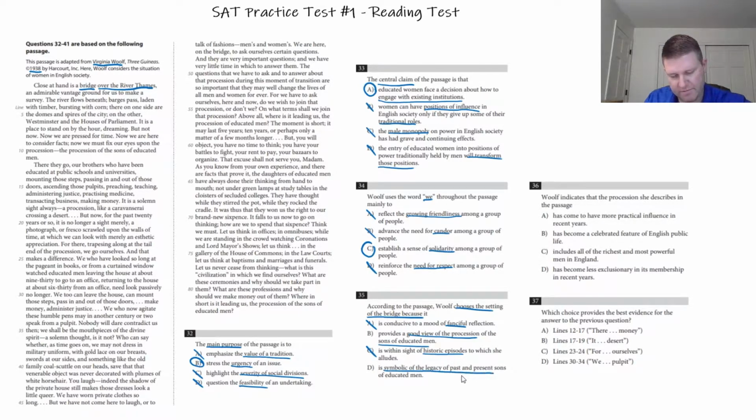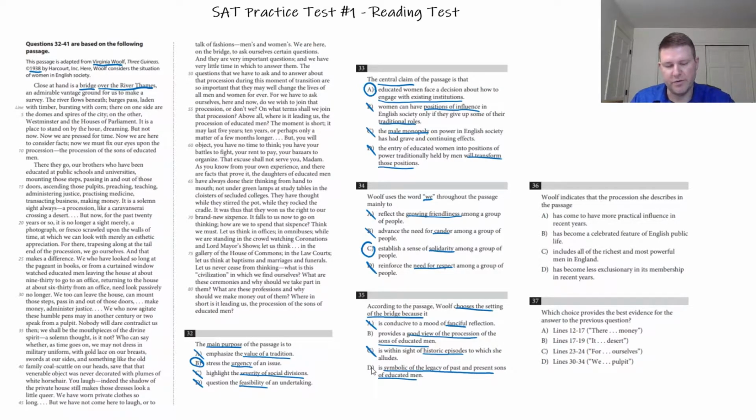Symbolic of the legacy of past and present sons of educated men. Let's translate that into plain English so we can actually judge it properly. This is a really important tactic, okay? When you get some flowery, pretty answer like D, just translate it into common sense language and test it that way. So she chose the setting of the bridge because it's a symbol of the legacy, a symbol of all the men who have ever worked there, their legacy. No, that doesn't work, right?